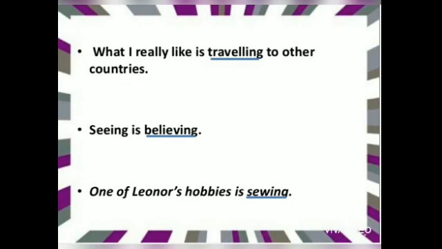Example, what I really like is traveling to other countries. Seeing is believing. One of Leonore's hobbies is sewing. So here, traveling, believing and sewing act as the subject complement, and they are always or mostly after the linking verb. Now here the linking verb is.